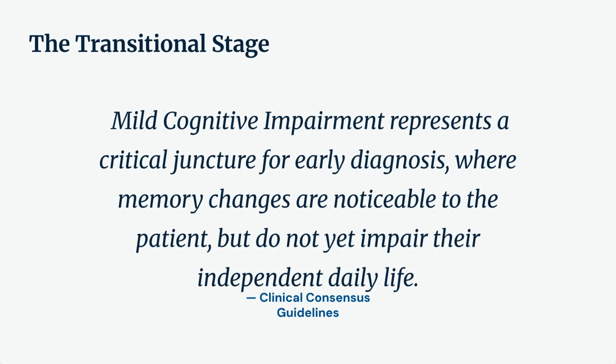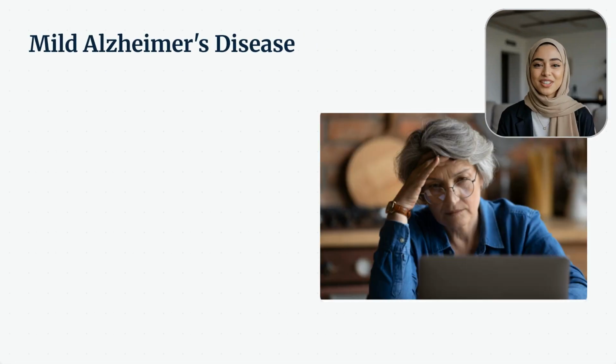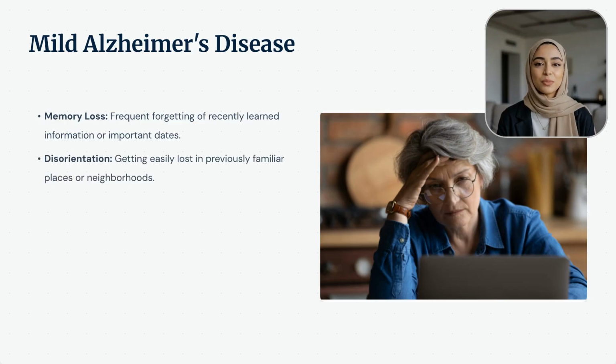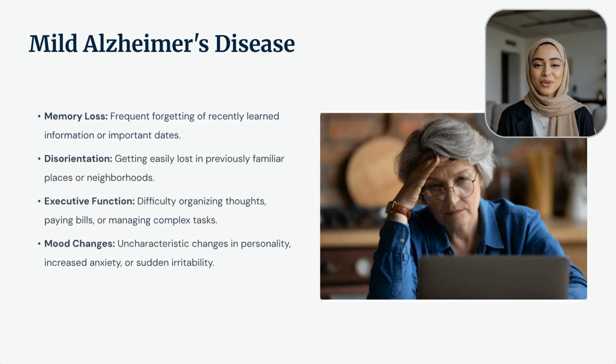Mild cognitive impairment is a critical juncture where memory changes are noticeable to the patient, but do not yet impair independent daily life. Mild Alzheimer's disease presents with symptoms like frequent memory loss, disorientation, difficulty with executive function, and mood changes such as increased anxiety or irritability.